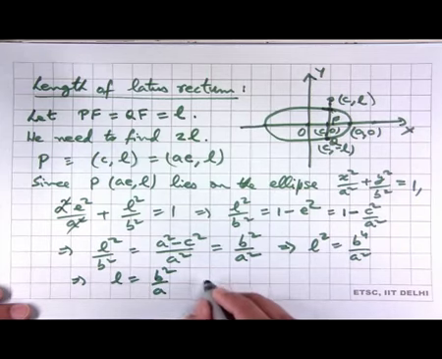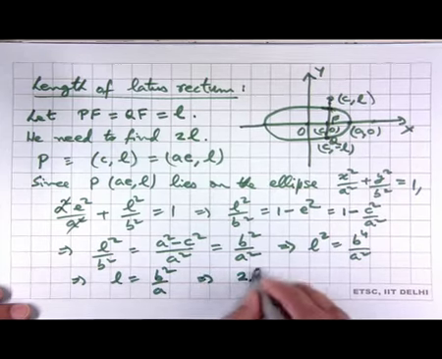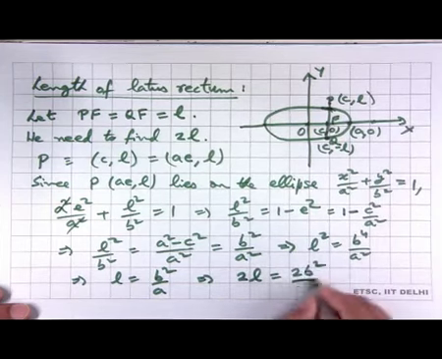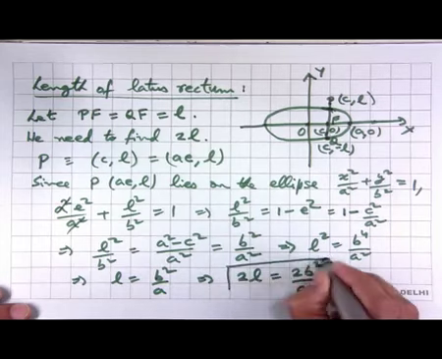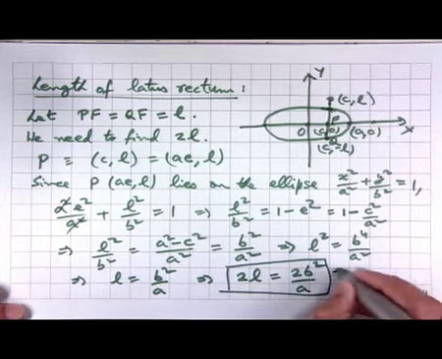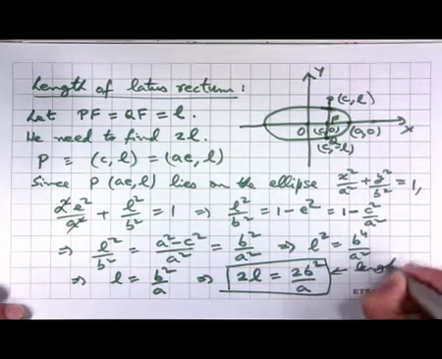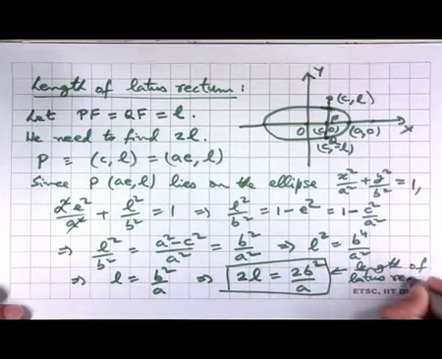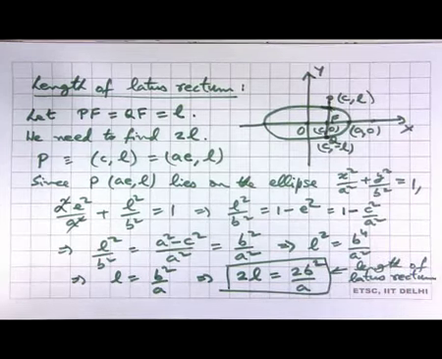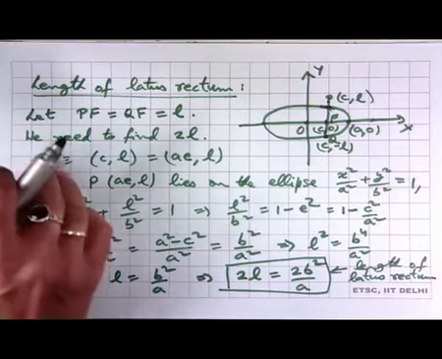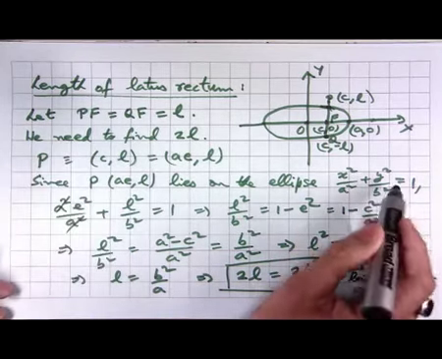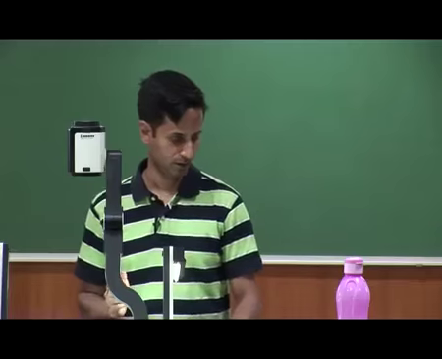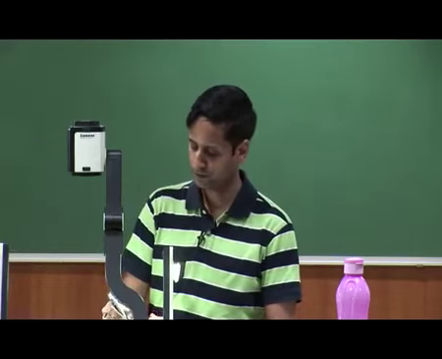So, 2L is the length of the latus rectum, this is equal to 2b square by a. This is the length of latus rectum. So, the length of latus rectum for an ellipse x square by a square plus y square by b square equal to 1 is 2b square by a. Now, let us discuss some problems.